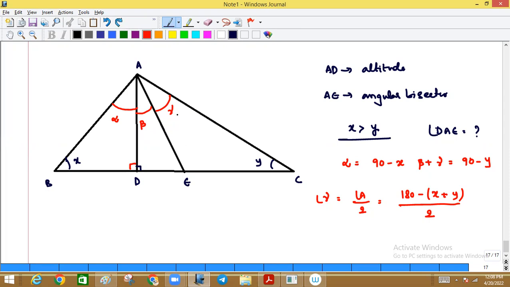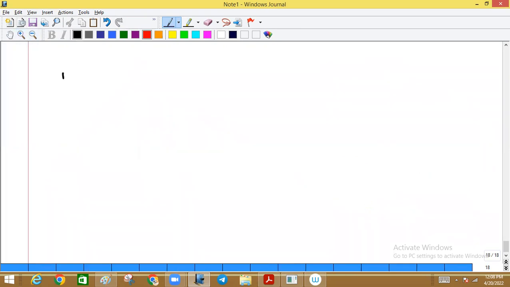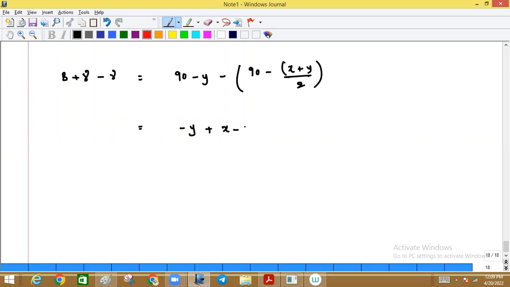So if I want beta, I'll do beta plus gamma minus gamma. So what is beta plus gamma? 90 minus Y. What is gamma? 90 minus X plus Y by 2. 90 cancels, minus Y plus X plus Y by 2. Can I write it as X minus Y by 2?